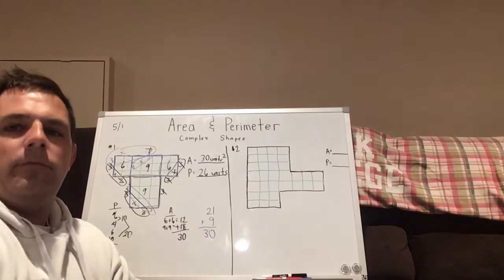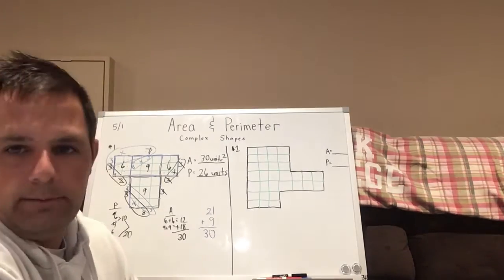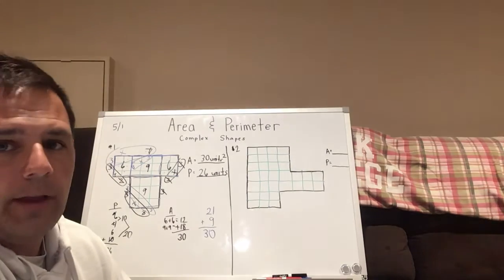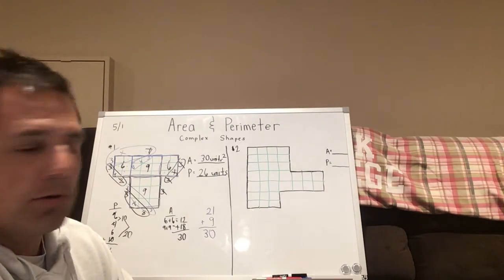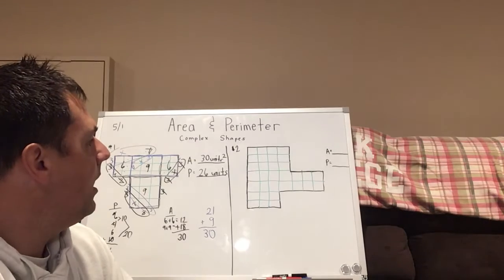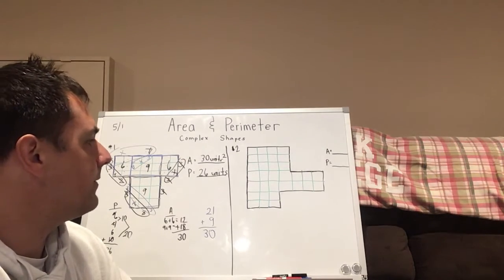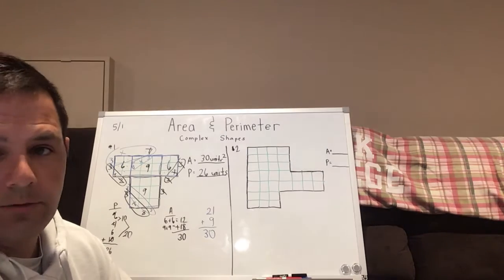All right, guys, so we're going to try and tackle problem number two. Number two is very similar to number one. I've given you a complex or irregular shape, and there are no dimensions to it, and I did not divide it up into squares or rectangles yet.